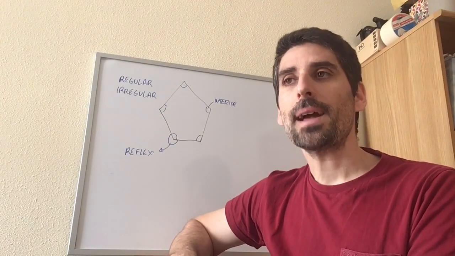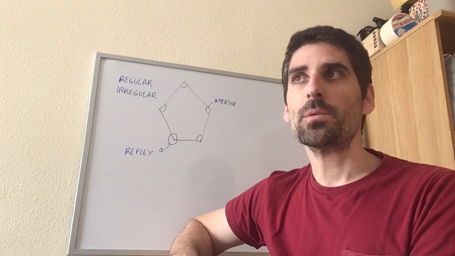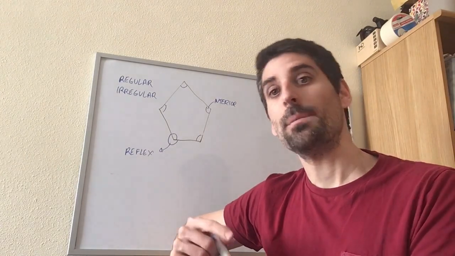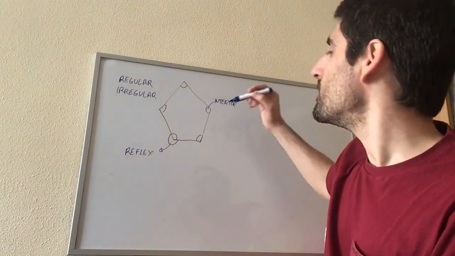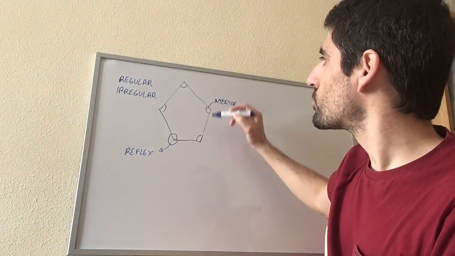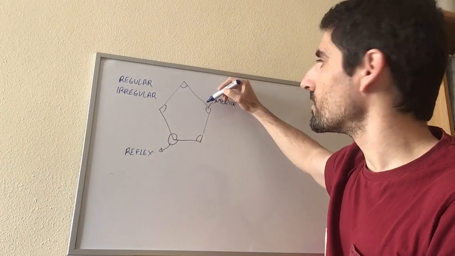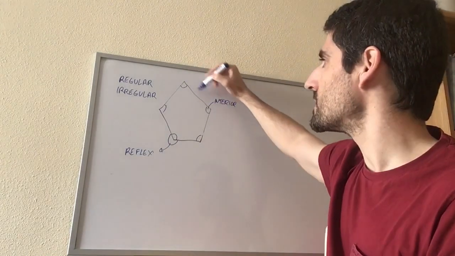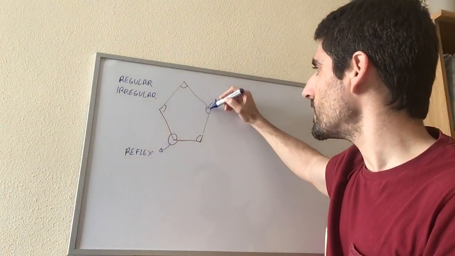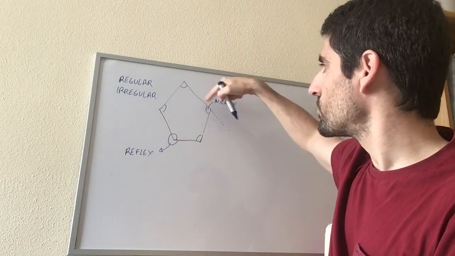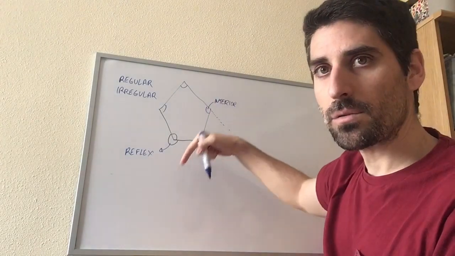The exterior angle is the one that tells me how much I need to turn to get back into the shape. Let me show you with an example. Let's say that I am traveling along this side on the pentagon, so I'm traveling in this direction. So when I get to the end, if I extend the side, how much do I need to turn to get back onto the pentagon?